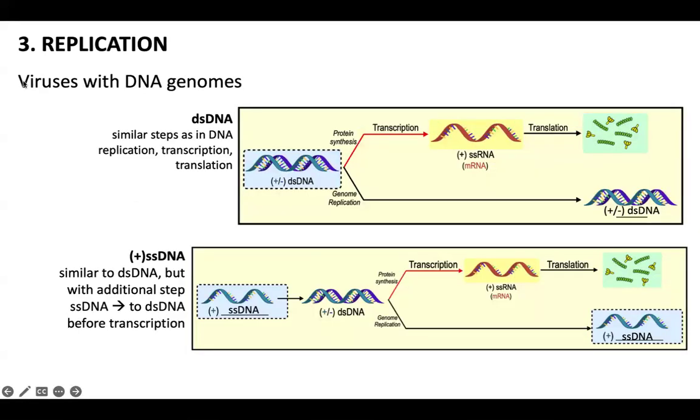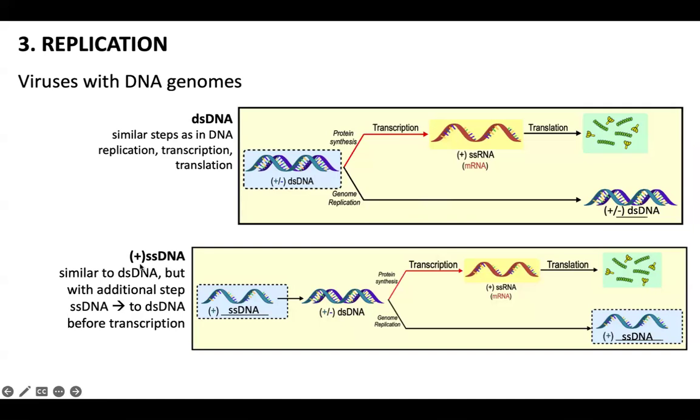Okay, so viruses with DNA genomes, first with double-stranded DNA. These steps are going to be really similar to DNA replication, transcription, and translation, right? So we have double-stranded DNA. It's replicated within our cells, and that double-stranded DNA is used for transcription to messenger RNA, which is then translated. And so these steps are all basically the same as what's going on in animal cells already. They're just using the viral genome to do it.